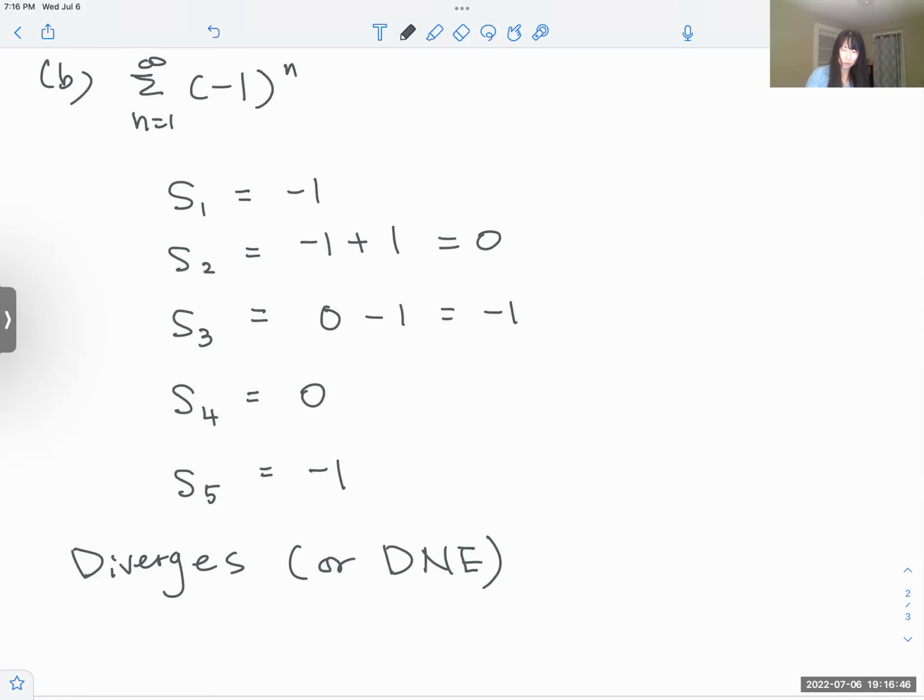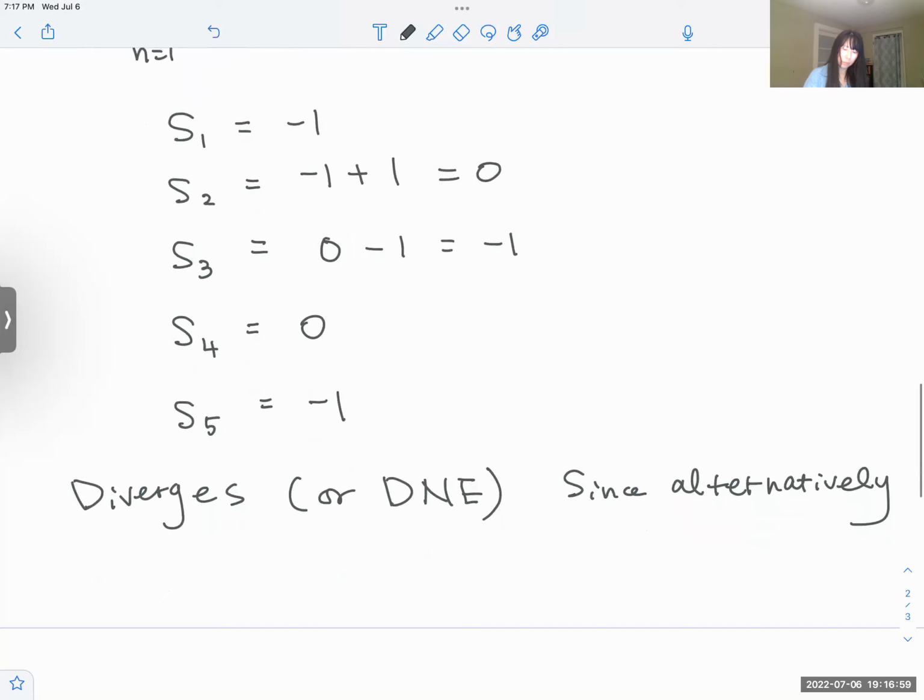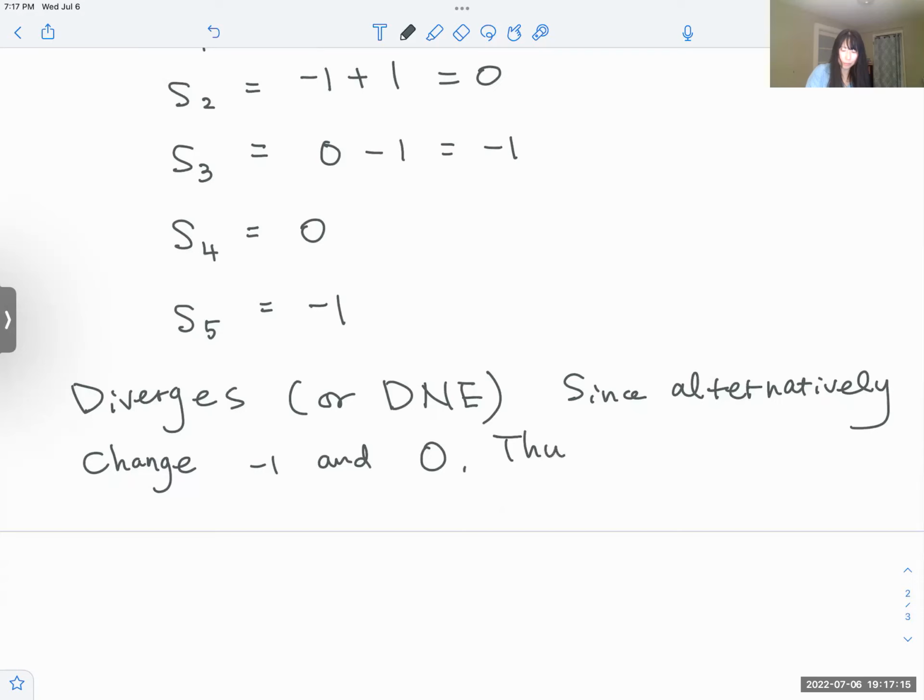Since the partial sums are alternately changing between -1 and 0, does the series diverge as well?